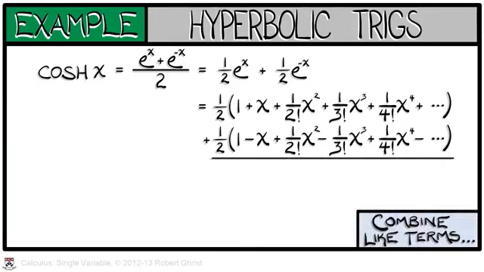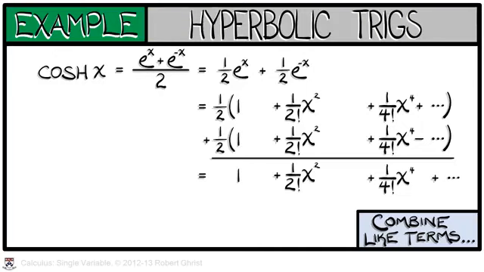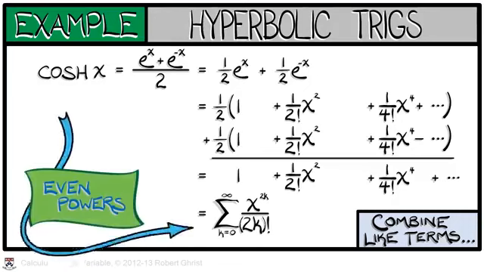By combining terms according to degree, we see that all of the odd degree terms cancel, and we are left with only the even degree terms, the same as in the expansion of e to the x: 1 plus x squared over 2 factorial plus x to the 4th over 4 factorial, etc. If we wish to write this out in summation notation, it would be the sum k goes from 0 to infinity of x to the 2k over 2k quantity factorial.